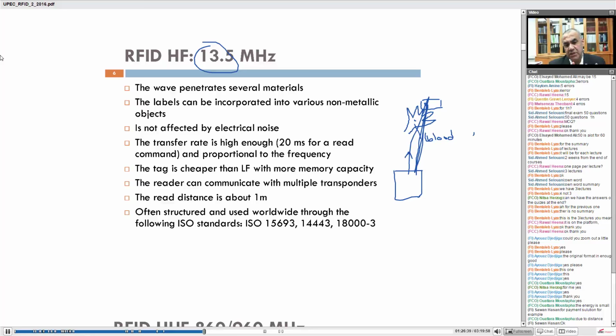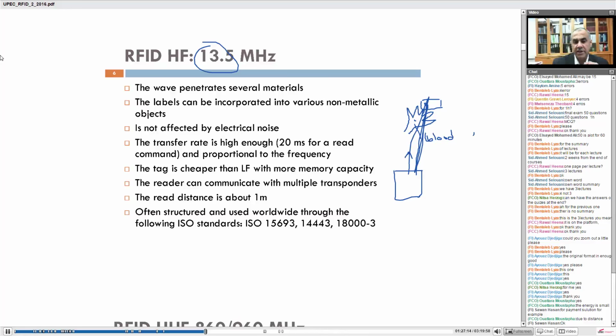Okay, the tag is cheaper than the low frequency, and you have more capacity. The reader can communicate with multiple transponders, another advantage compared with low frequency. So the read distance is about 1 meter, which is correct and useful for some applications. Passport, for example: the police do not want to have someone just hijacking the passport information. So 1 meter is correct between the reader and the passport, for example.